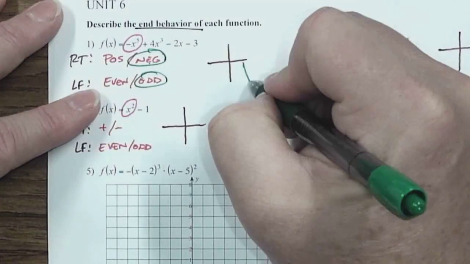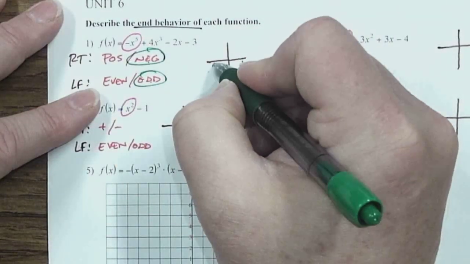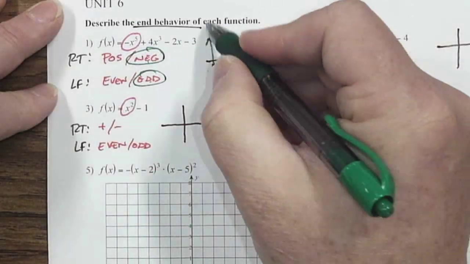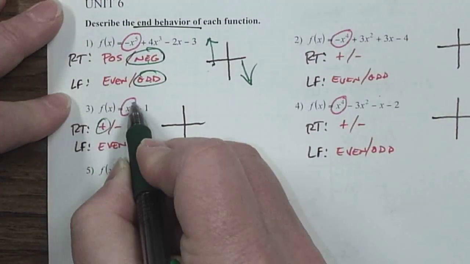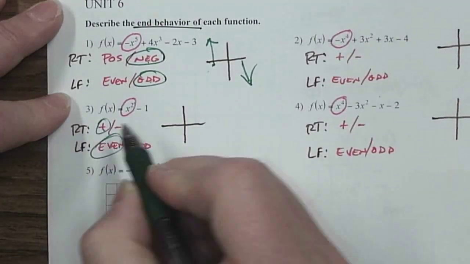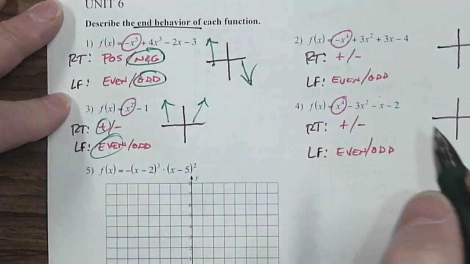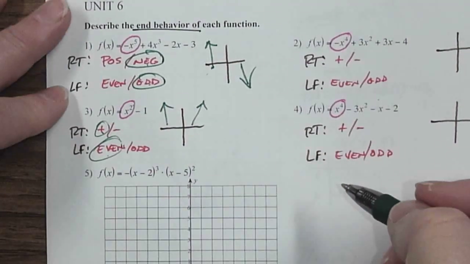So if it's negative, the right-hand side goes down, and if it's odd, the left-hand side goes opposite the right-hand side. So the right-hand side is falling, the left-hand side is rising. Go right here. This is positive, and it's even. So if it's positive, the right-hand side goes up, and if it's even, the left-hand side goes the same way. So the right-hand side is rising, the left-hand side is rising.